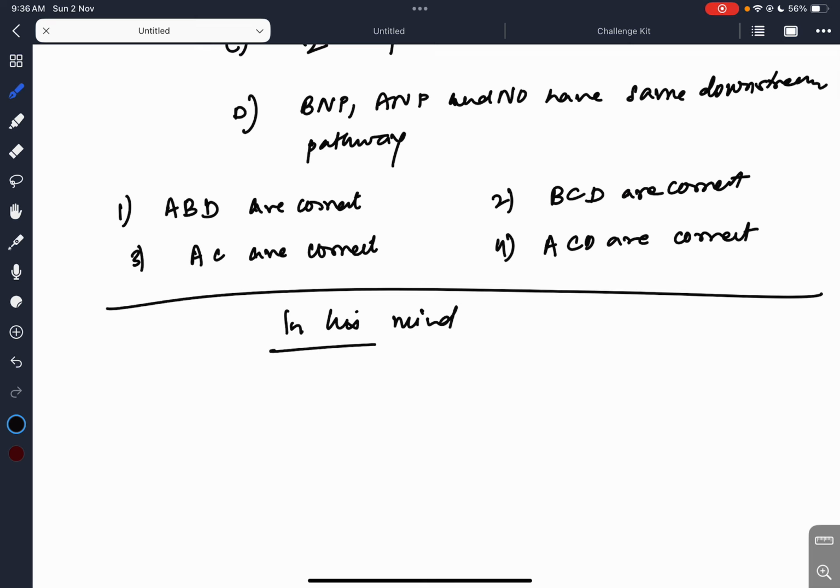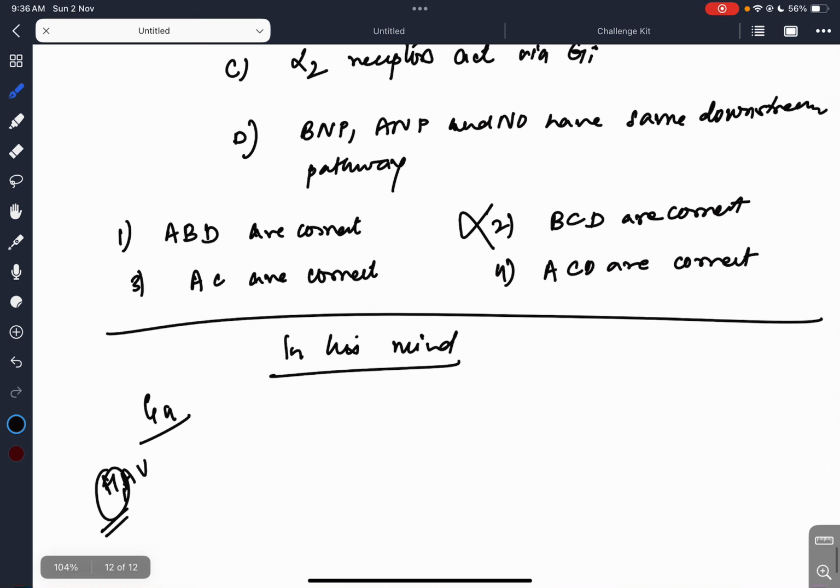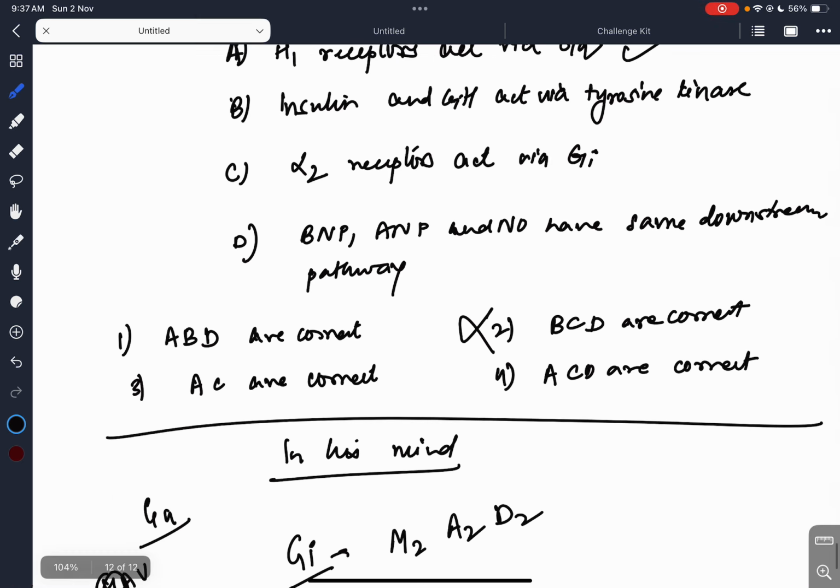In his mind it will go like this: GQ, I know that it has the mnemonic for Gq receptors. So he will remember that yes, H1 was the first thing over here. So yes, this is correct. The first option is correct, so A should be in my answer. Then he'll go to GI and say that alpha 2 inhibits, so yes, alpha 2 receptors act via GI. This is a true statement, so he knows that C is correct.